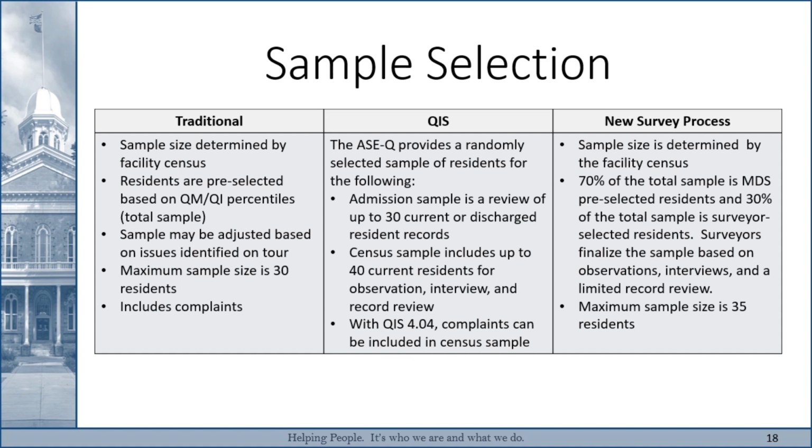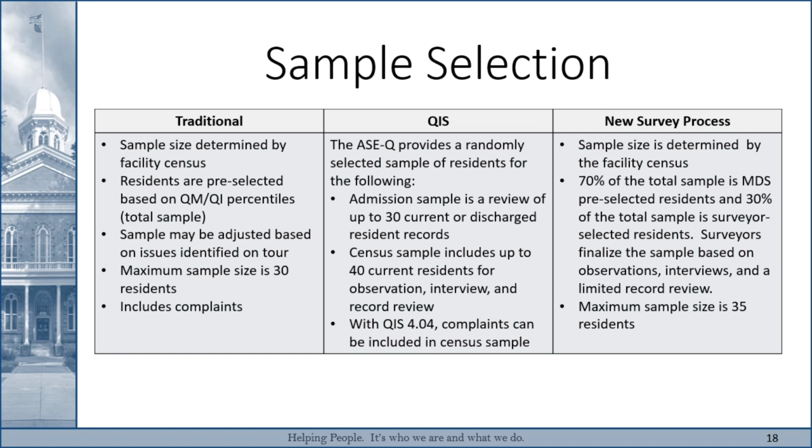In the traditional survey process, sample size was determined by the facility census. The residents were pre-selected based on QM/QI percentiles. Sample may be adjusted based on issues identified on tour. The maximum sample size was 30 residents, and it included complaints.